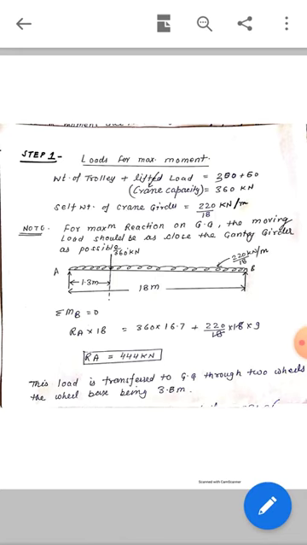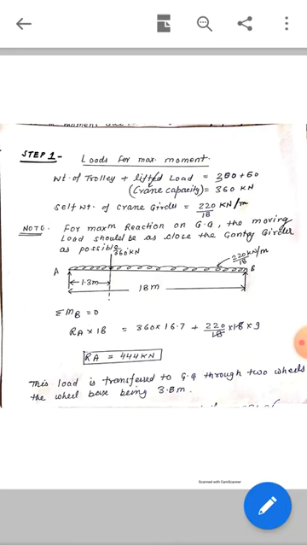As you can see from the question, on the crane there is a trolley of 60 kilonewton and a crane capacity, that is hook capacity, given as 300 kilonewton. We'll add these and get the total load on the girder, which is 360 kilonewton. This load is considered as live load, imposed load or moving load.